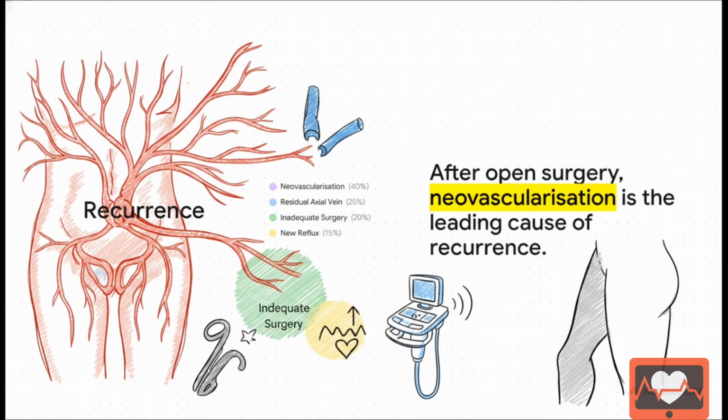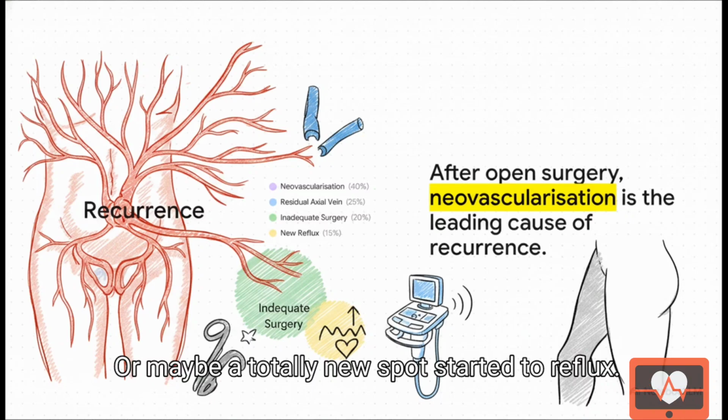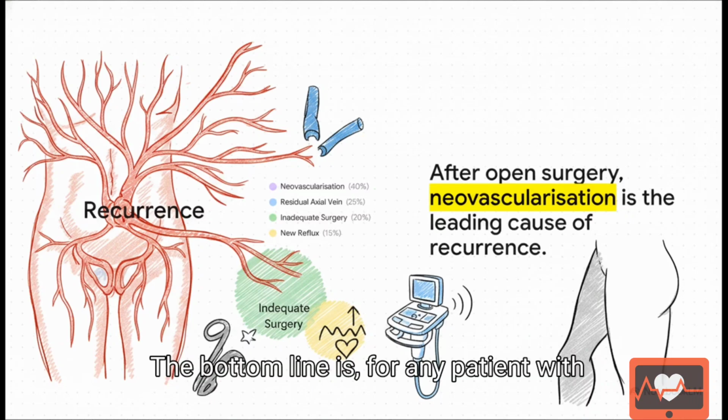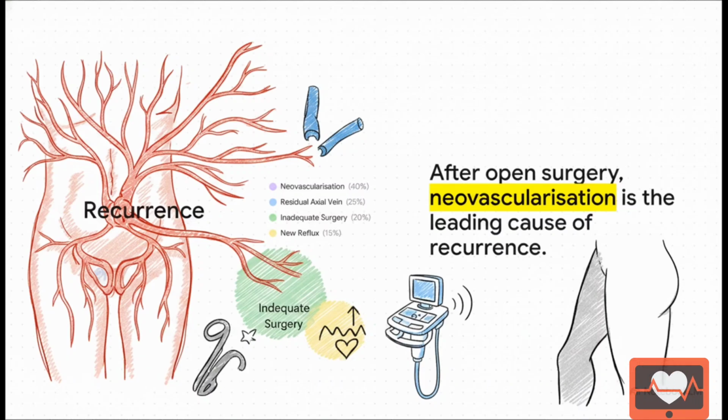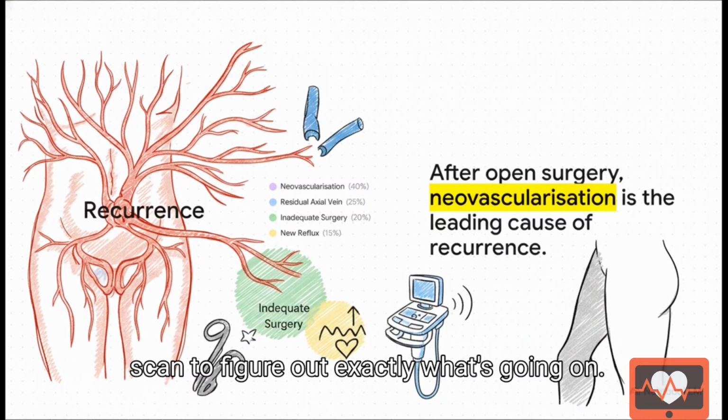Other reasons? Maybe a piece of the main vein was left behind. Maybe there was a technical slip-up the first time. Or maybe a totally new spot started to reflux. The bottom line is, for any patient with recurrent veins, you have to start over with a new duplex scan to figure out exactly what's going on.